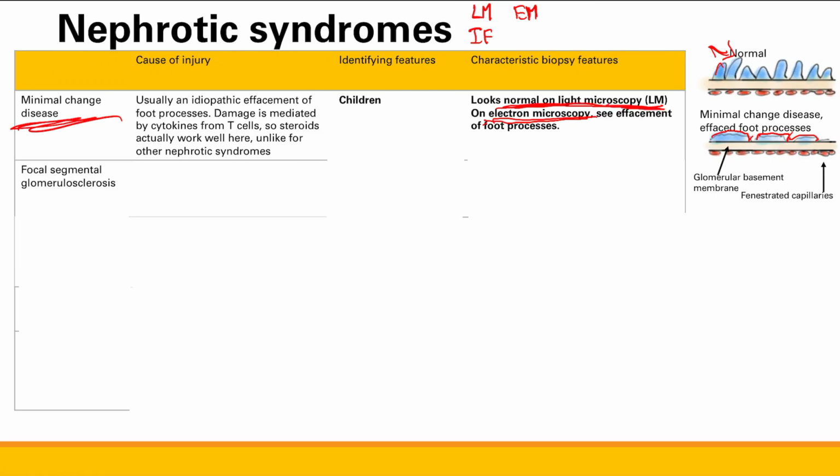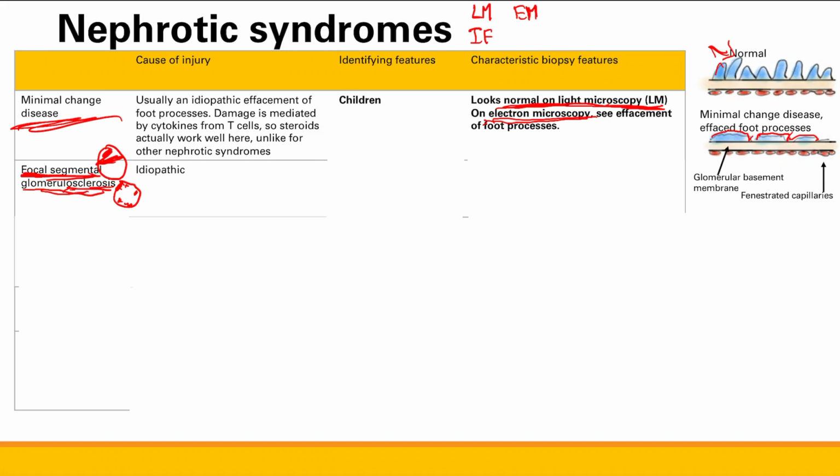Next is focal segmental glomerulosclerosis. Okay, I want to just break down the name first. First of all, it's focal. So what does that mean? It means less than 50% of glomeruli in the kidney are affected. Segmental means it's not just a whole patch like 50%. It means it's segments. So segment here, segment here, segment here is affected. And then glomerulosclerosis means there's sclerosis of the glomerulus. So it's like scarring, doesn't work very well. And that's how you get damage to the podocytes.